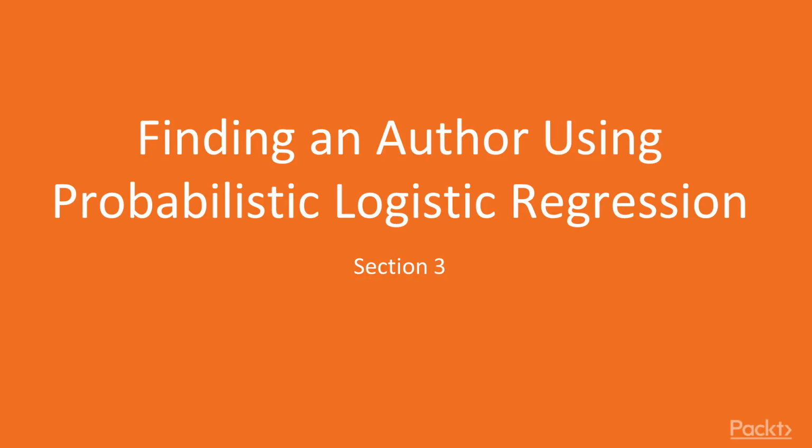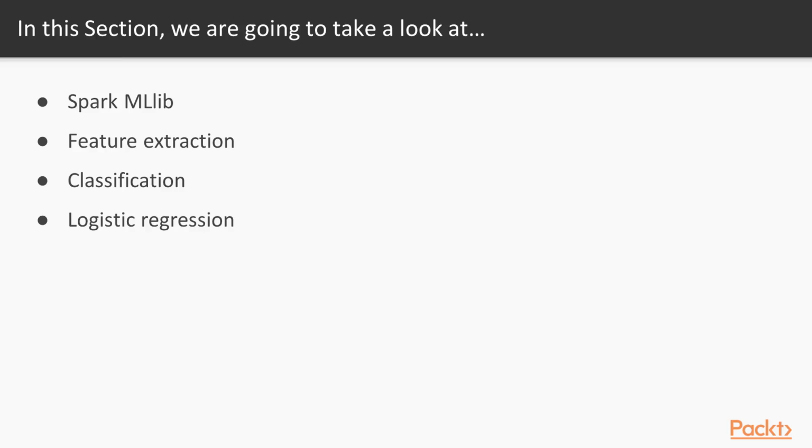In this section, we'll be finding out an author for a post using probabilistic logistic regression. We'll be looking at the Spark machine learning library. We'll be performing some kind of feature extraction from text and classification of it. At the end, we will apply logistic regression to find out and solve our problem.